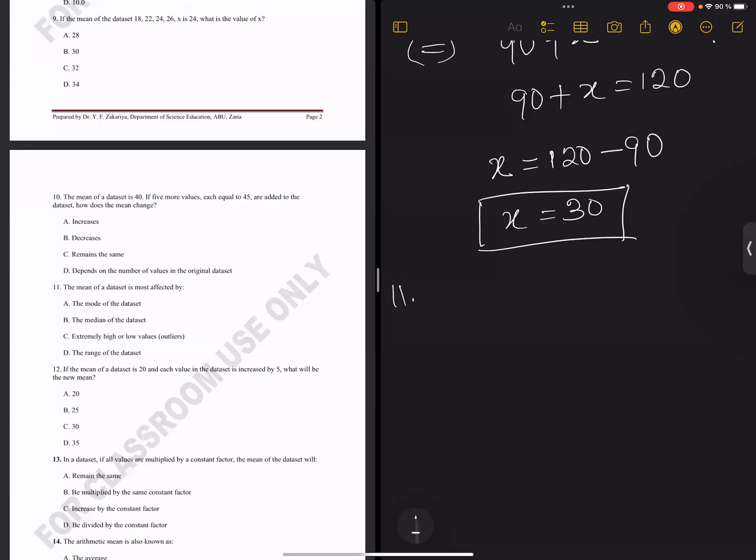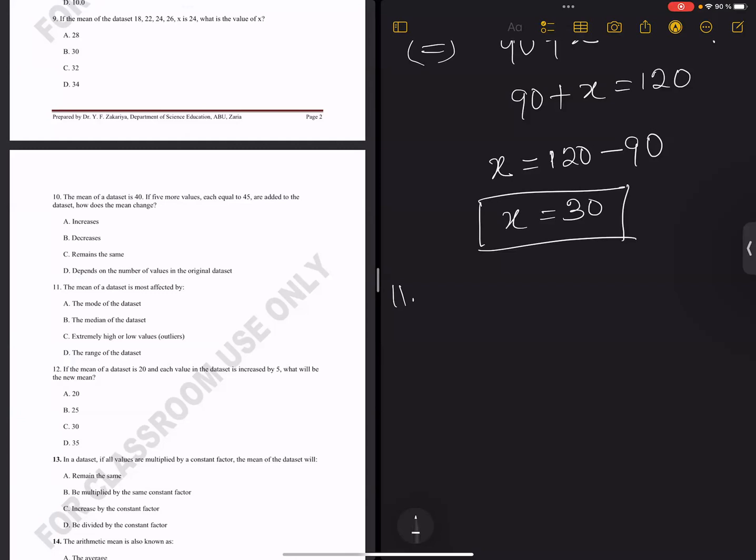Aha, we have knocked out that option. Are you going to change your mind now? Extremely high or low values. Yeah, that is the correct one. Extremely high or low values, which we call the outliers. They mostly affect the mean drastically.